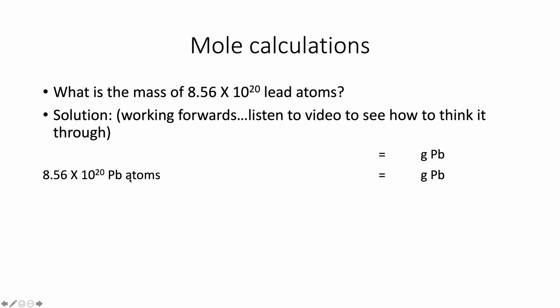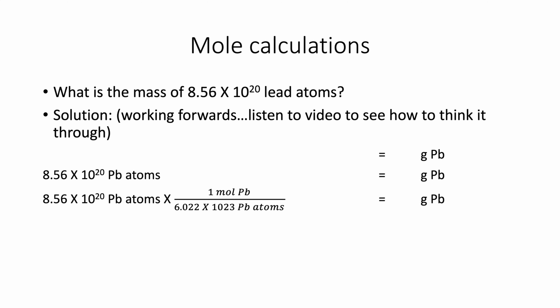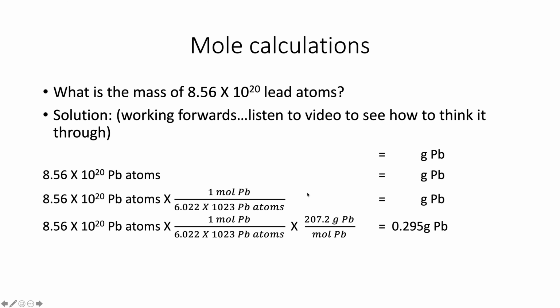Going forwards, we want atoms to cancel, or you can go back through the rubric, right? I am in particles, I want to go to moles, so I'm going to have to use Avogadro's number. Either way, I want atoms to cancel. I have moles on the top, so atoms cancel. Now I have moles to grams, so to go from moles to grams, I want moles on the bottom. So you see moles are on the bottom, grams on top.